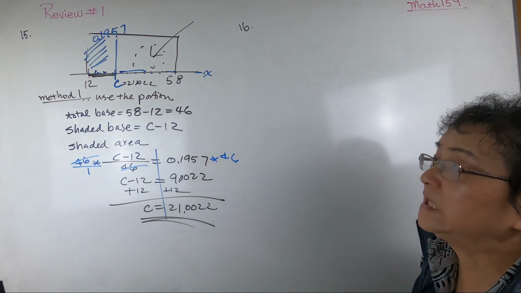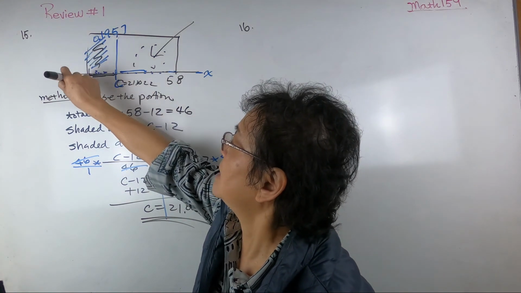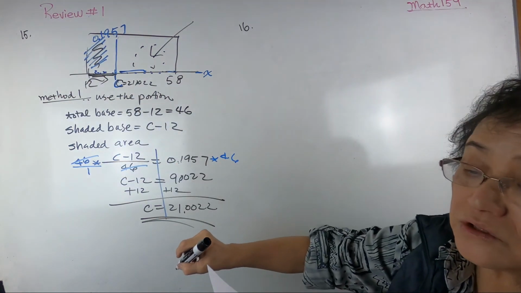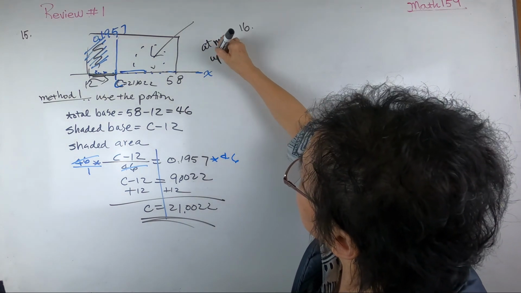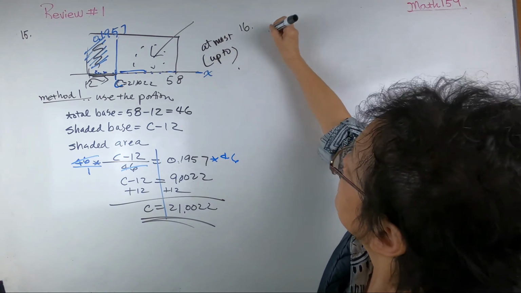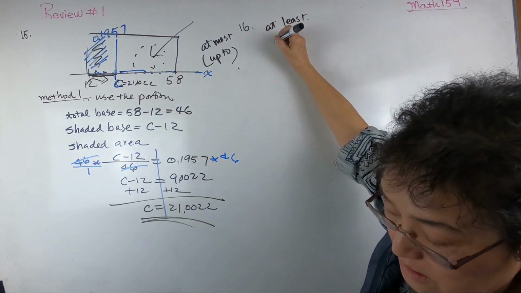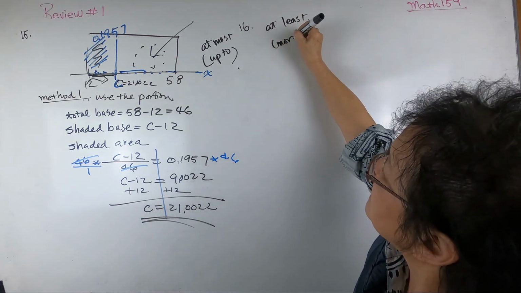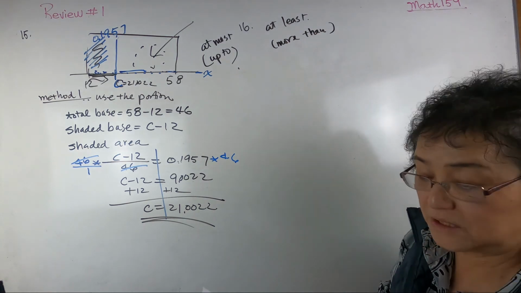If it's at the most, c, that means up to. At the most means up to. At least means more than. At least, you have to have more than.